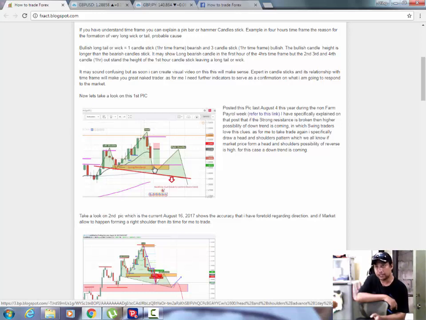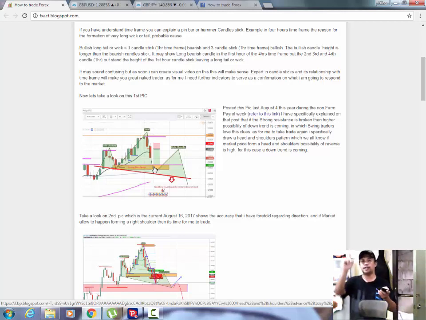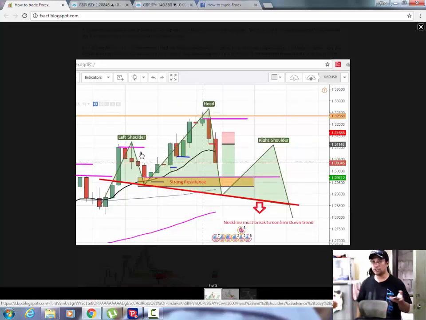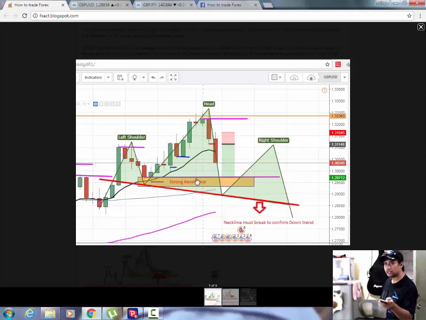I created this last August 6. Let me access it. It says here that if the market goes down and breaks this strong resistance, then there is a strong possibility of a downtrend.